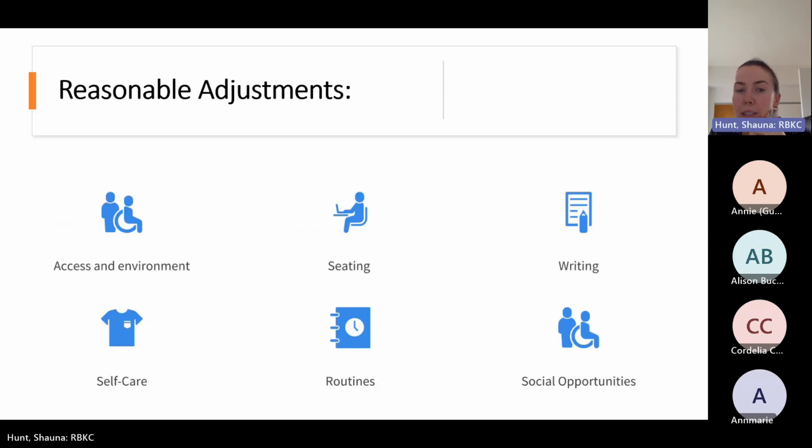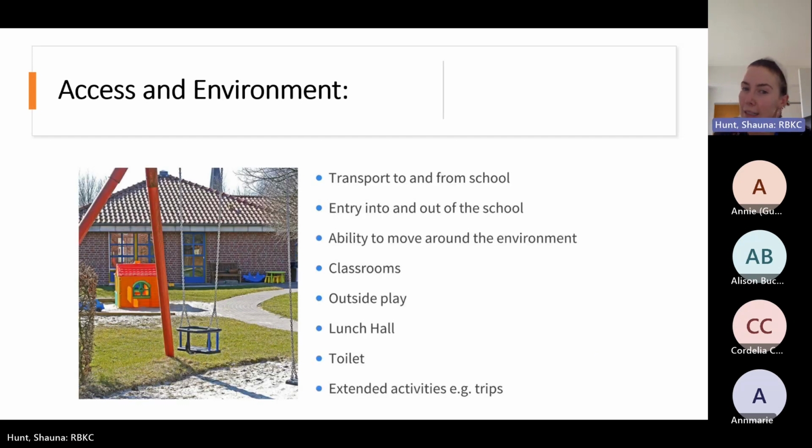Okay, so making reasonable adjustments applies across the whole learning curriculum. So the ones that I'm just going to focus on today from a physical perspective include access and the environment, seating, writing, self-care, routines, and social opportunities. Okay, so looking firstly at the access environment.